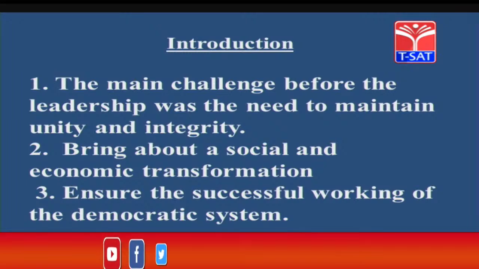Ensure the successful working of the democratic system. When Indians adopted the democratic system, the world was watching whether democracy could work in India or not. Why? Because India has different languages, different regions, different castes. Whether India could retain democracy or not was the main point: if the constitution is going to implement any new act, would it satisfy the major needs of the people or not.